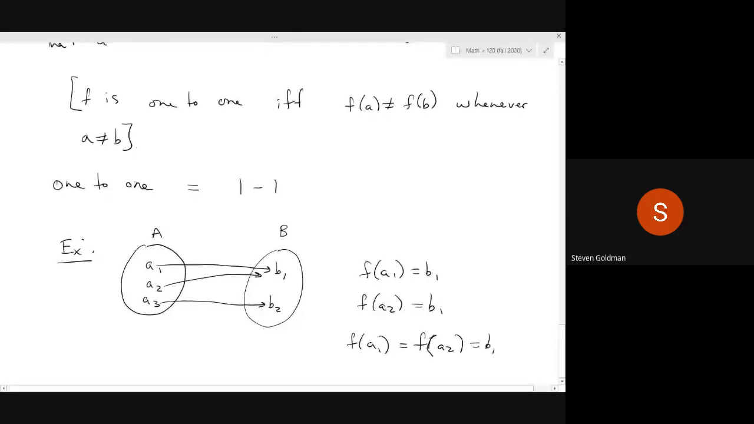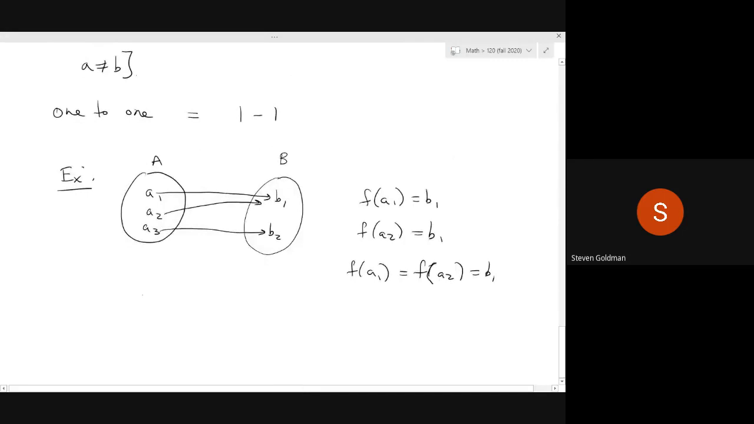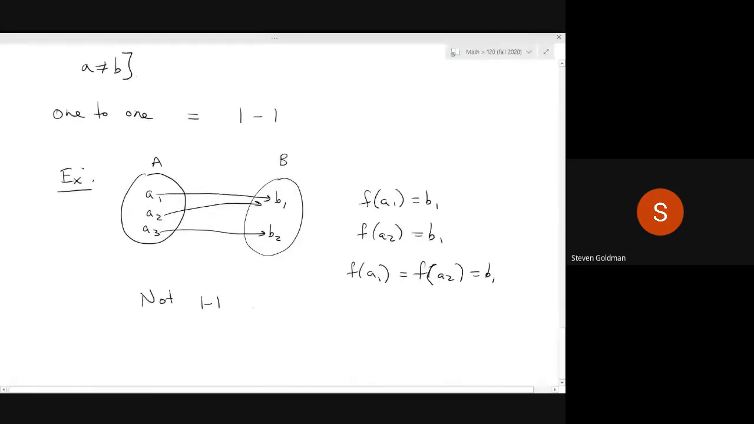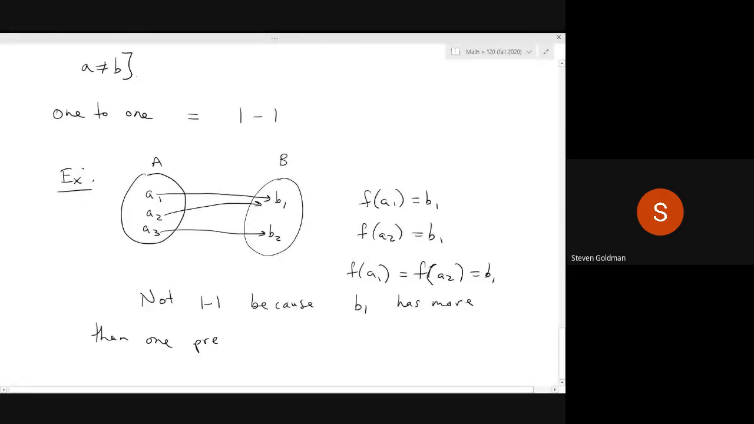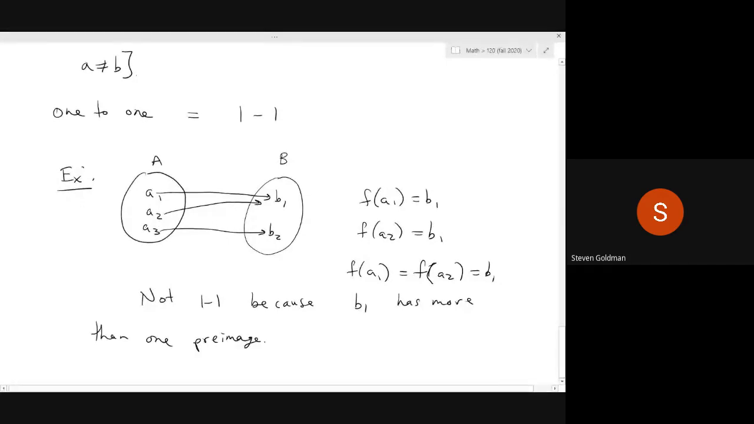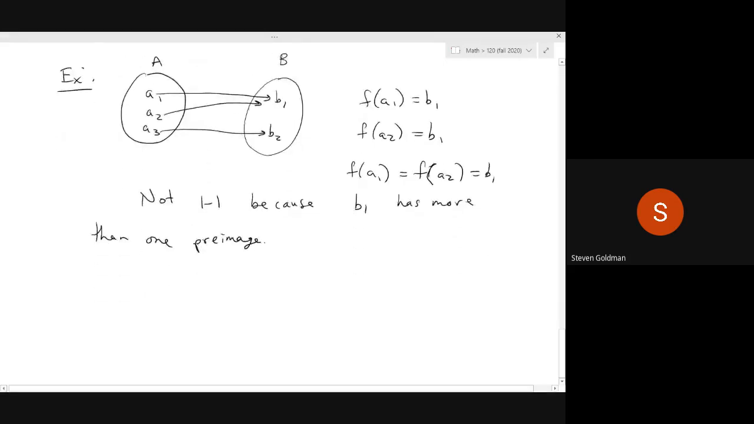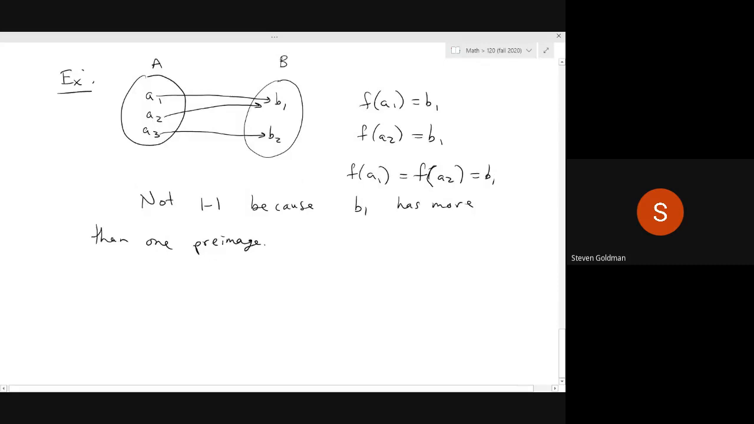If this happens, if an element in my codomain is assigned to two different elements in my domain, so b1 has two or more distinct pre-images, then the function is not one-to-one. So this function is not one-to-one because b1 has more than one pre-image. If I can plug in two different values from the domain into the function and get out the same value in the codomain, then the function is not one-to-one. It's only one-to-one if every assignment is unique.